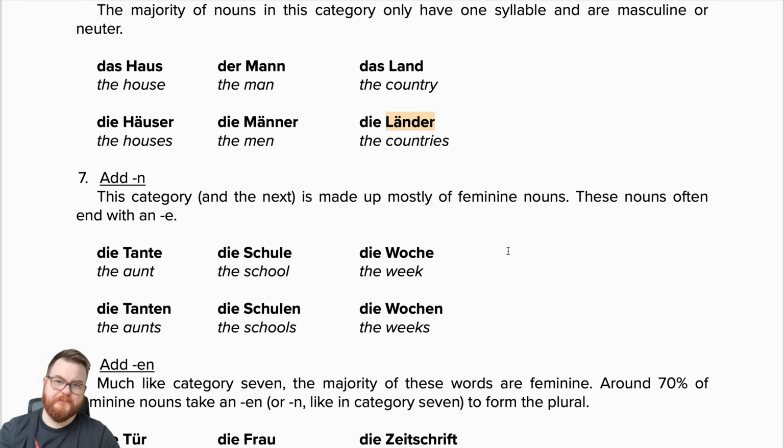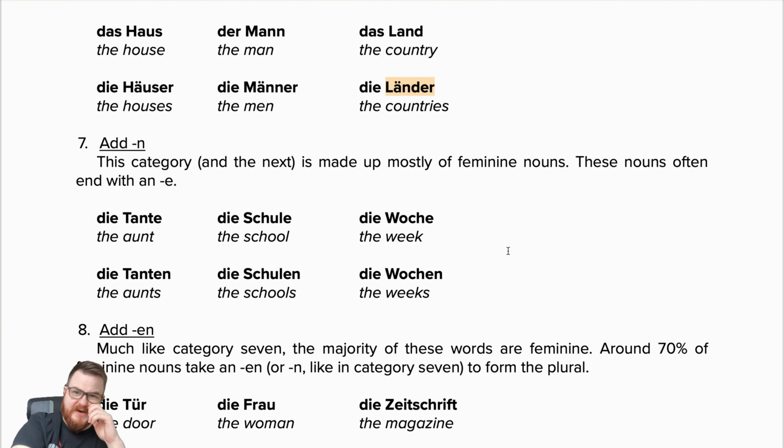Category 7. This category and the next category are made up of almost entirely feminine nouns, and they often end with an E. So if a noun ends with an E, about 70% of the time or more, it's going to be feminine. And if it ends in an E, 90% of the time, the plural form is going to be to put an N on the end. So die Tante becomes die Tanten, die Schule becomes die Schulen, die Woche becomes die Wochen. Okay?